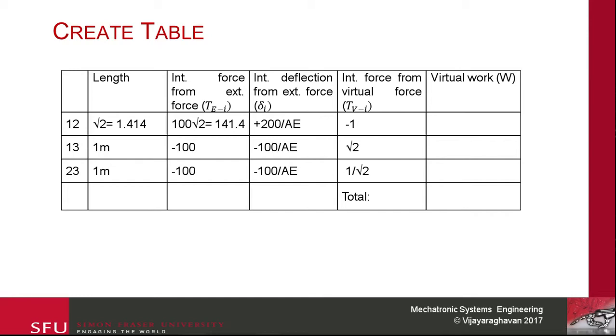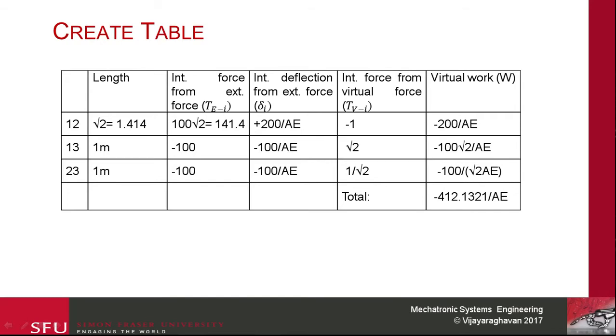Once we have that, we multiply these two: the real deformation inside times the internal virtual force. The product of these two gives the work done in each link, so we can fill that in. Once we do that, we can calculate the total virtual work, which is the summation of all of these, and we get -412.13 divided by AE, and then we can use this to calculate the real deformation.